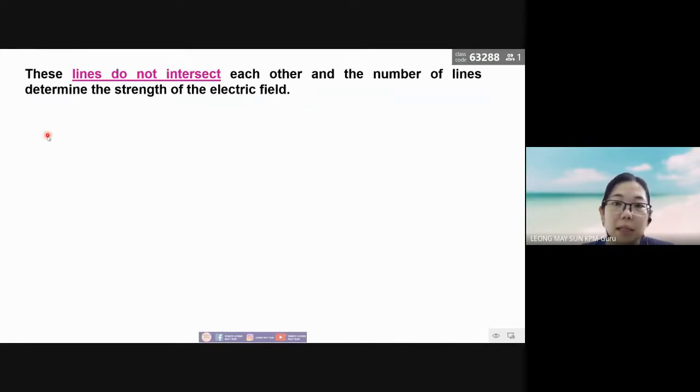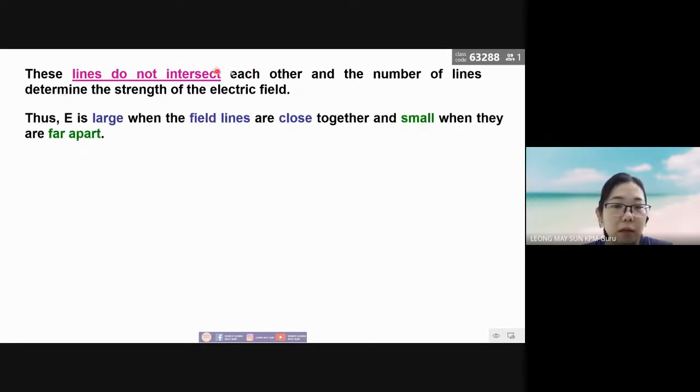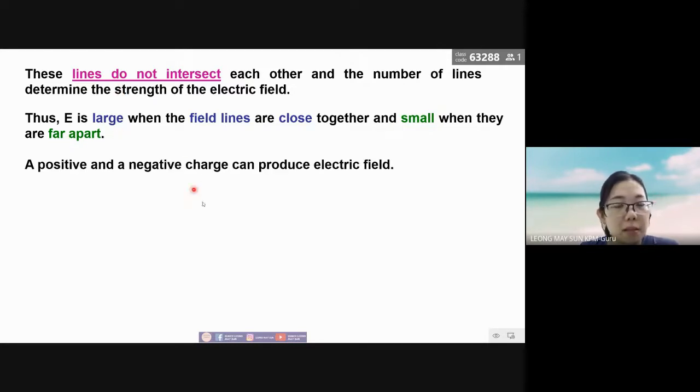So these lines do not intersect with each other, and the number of lines determines the strength of the electric field. Capital E is what we use to symbolize electric field strength. Electric field strength is large, that means bigger and stronger, when the field lines are closer together, and the electric field strength is smaller, weaker, when it is far apart from each other. So a positive and a negative charge can produce electric field.